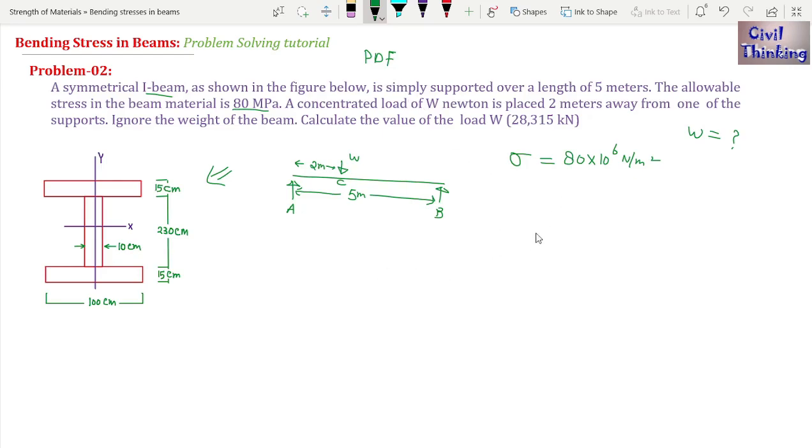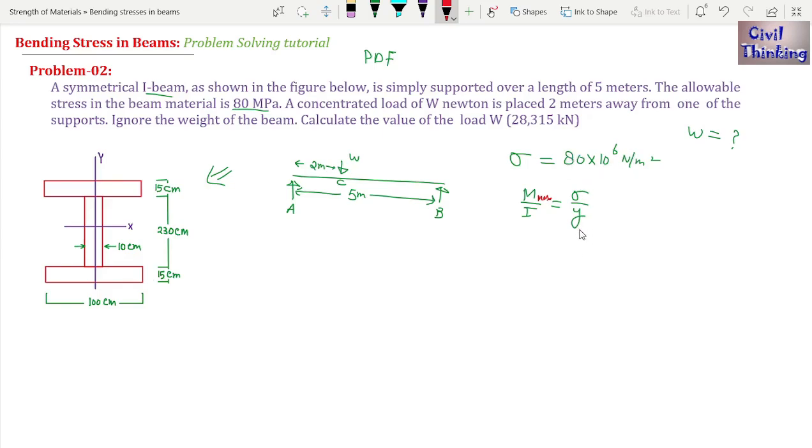Now we know the bending stress equation, which is M by I is equal to sigma divided by Y. Now if you don't know where this equation came from, please watch my previous video lecture on the bending stress equation, or theory of bending. Now M is the maximum moment. I can also write it like this, M max, maximum bending moment. I is the moment of inertia of the I section. Sigma is the bending stress which is given.